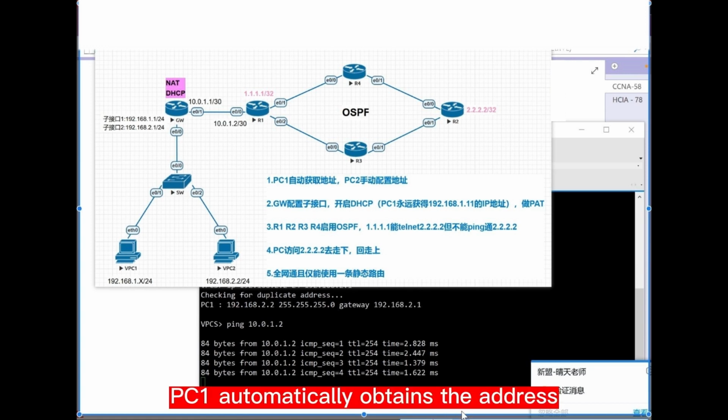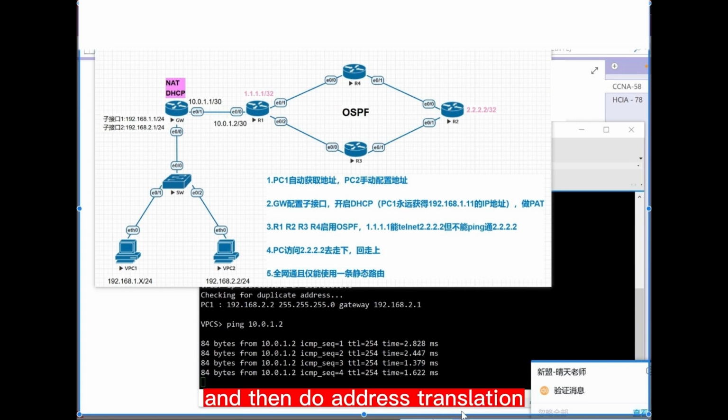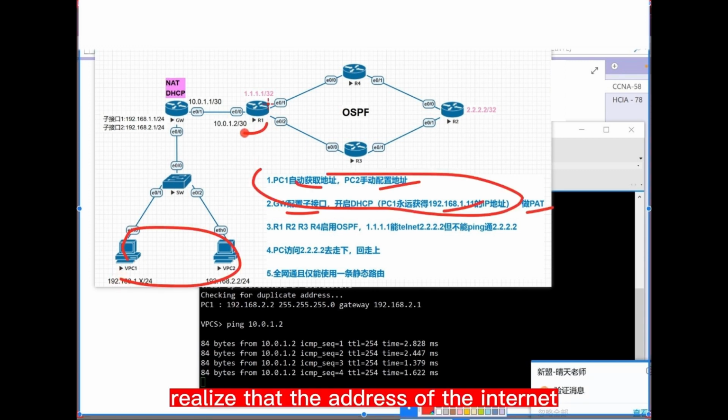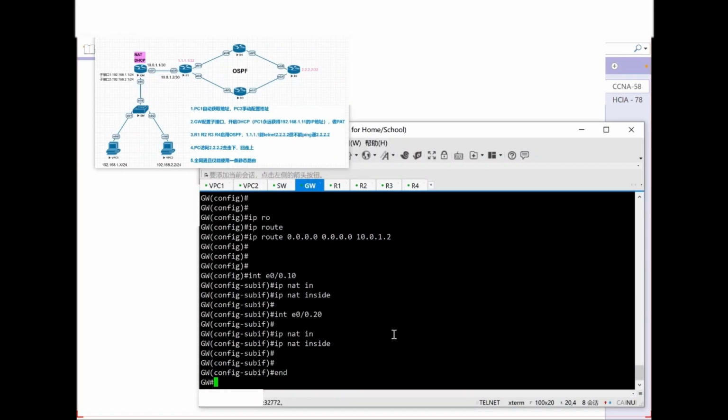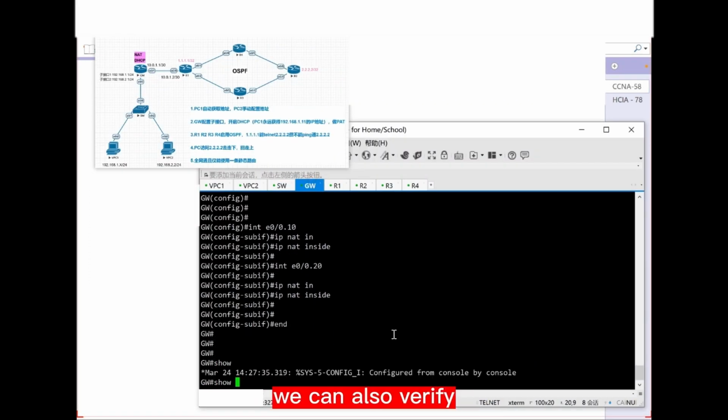PC1 automatically obtains the address. PC2 manually configures a fixed address. Configure the subinterface, and then do address translation. This realizes that the addresses of the internal private network can communicate with the outside world. That's all we've done. We can also verify.